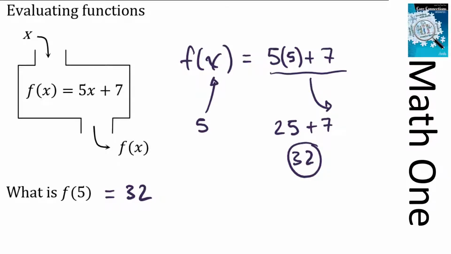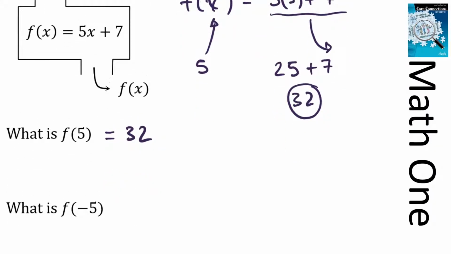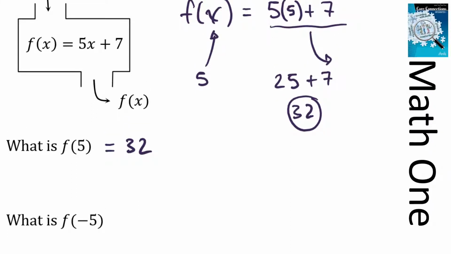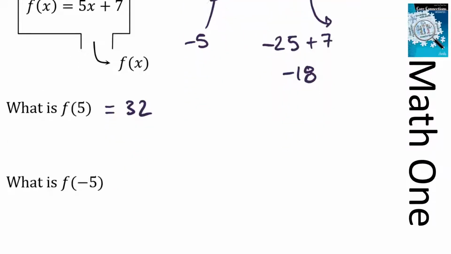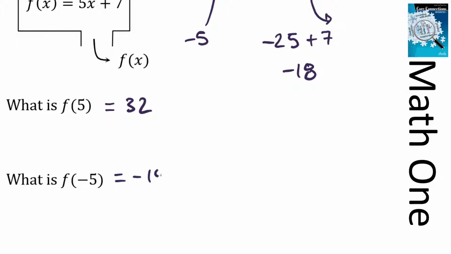The next question right below says, what is f at negative 5? Well, it's doing the exact same thing, except this time, instead of putting in a positive 5 as an input, now we're going to be placing the number negative 5 in as our input. So all of a sudden, this is now negative 25 plus 7. And if I have negative 25 and I add 5 to it, I'm sitting at negative 20. And then I add 2 more and I'm at negative 18. So if I place negative 5 into this function, it produces an output of negative 18.